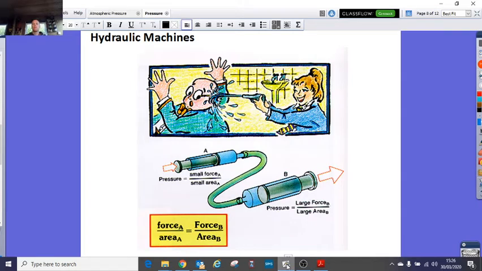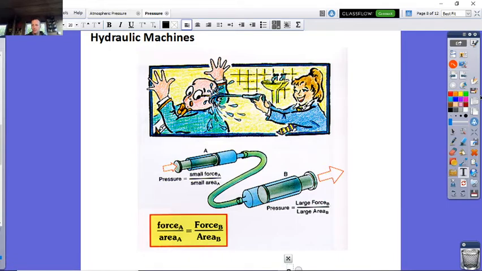Okay, this is the second part of the video. This is all to do with hydraulic machines. This is a great application of where we can use pressure, and we can use it in hydraulics.